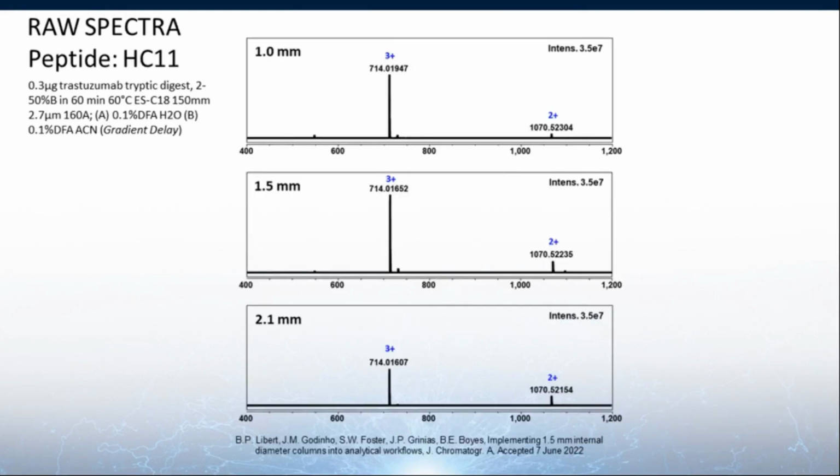So now for the heavy chain fragment number 11, what we did was we now are showing the 1.5 millimeter ID result in the middle is giving the most intense peaks for the 3+ charge and for the 2+ charge compared to either the 2.1 millimeter ID or the 1 millimeter ID result.